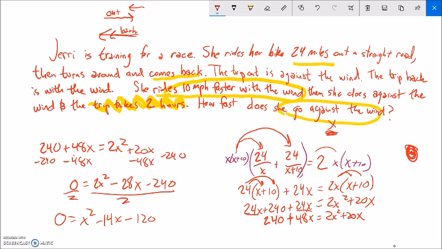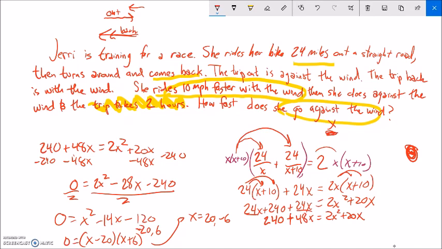And so if I go to factor this, I'm looking for things that multiply to negative 120 and add to negative 14. And I think that's going to be negative 20 and 6. We could run it through quadratic formula. That gives me x minus 20 times x plus 6. So that would mean x equals 20. Oops. x equals 20 or negative 6.